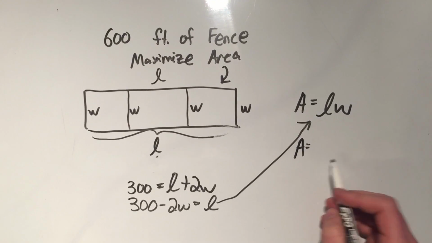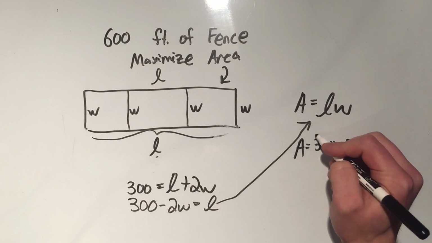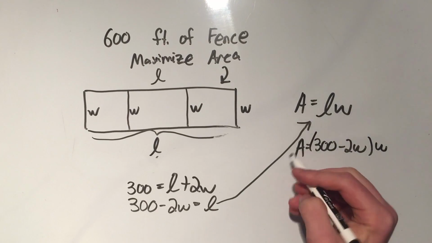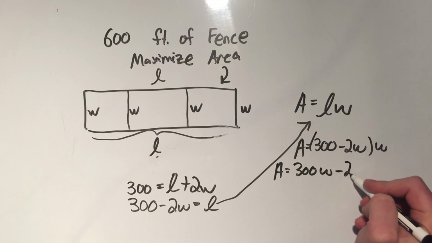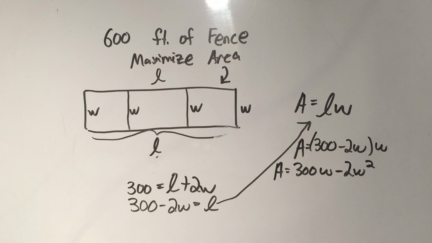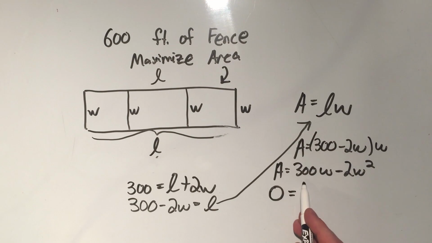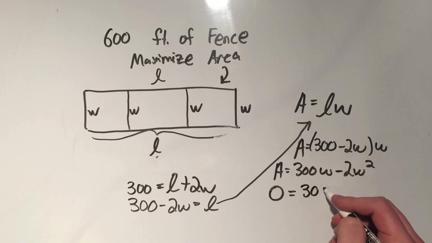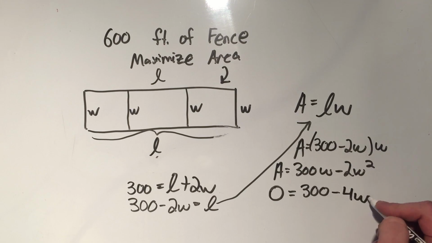So I have area equals length times width. But now that we know L, it's 300 minus 2W times W. And if I distribute that, I'll have 300W minus 2W squared. Now, my area is in terms of just W, which means I can take the derivative of both sides. Well, the area of this thing is just a constant, right? The derivative of a constant is zero. The derivative of 300W is 300. The derivative of minus 2W squared is minus 4W.